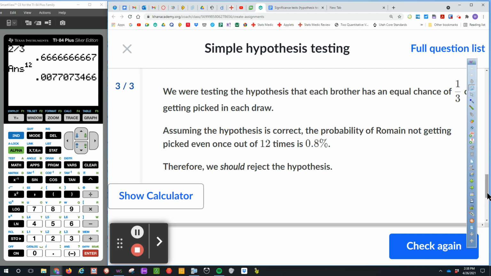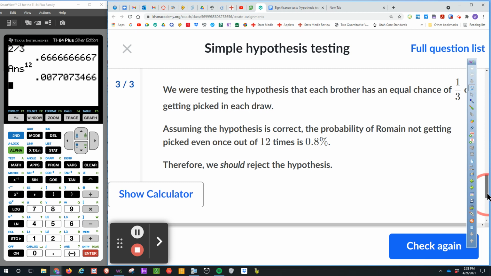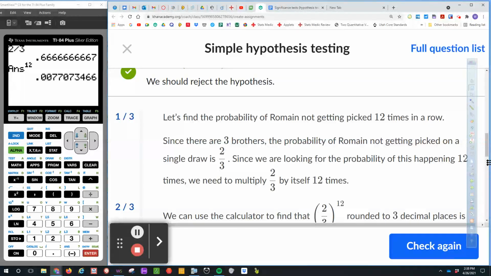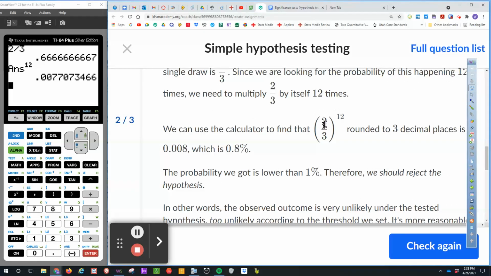Okay. Oh, I see. They want us to change it, which is what we did, though. What we did was correct. You see, 2/3 raised to the 12th power, and we got 0.008, which they want us to change to percent and then round to the nearest 10. I see. Okay, so that's what I did wrong.